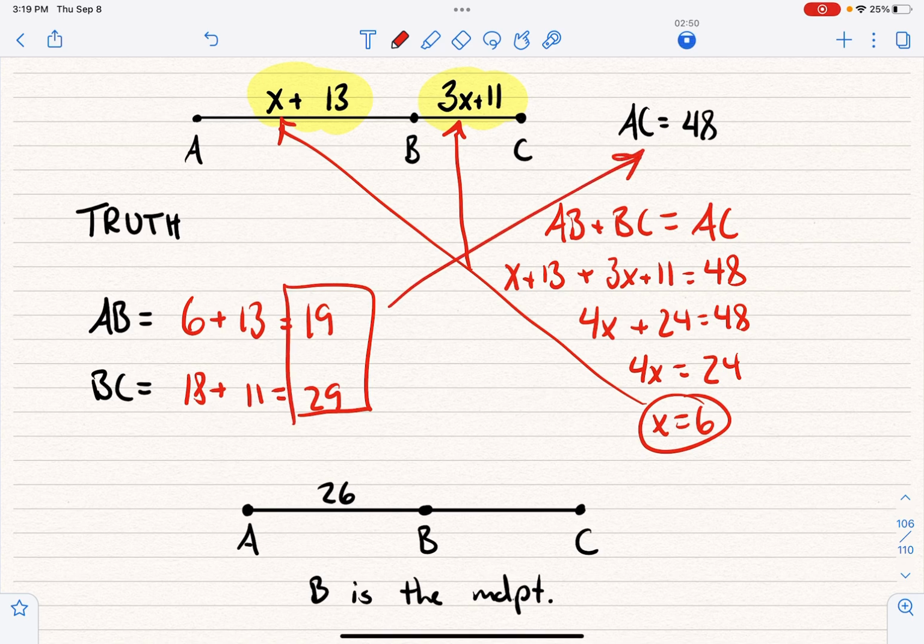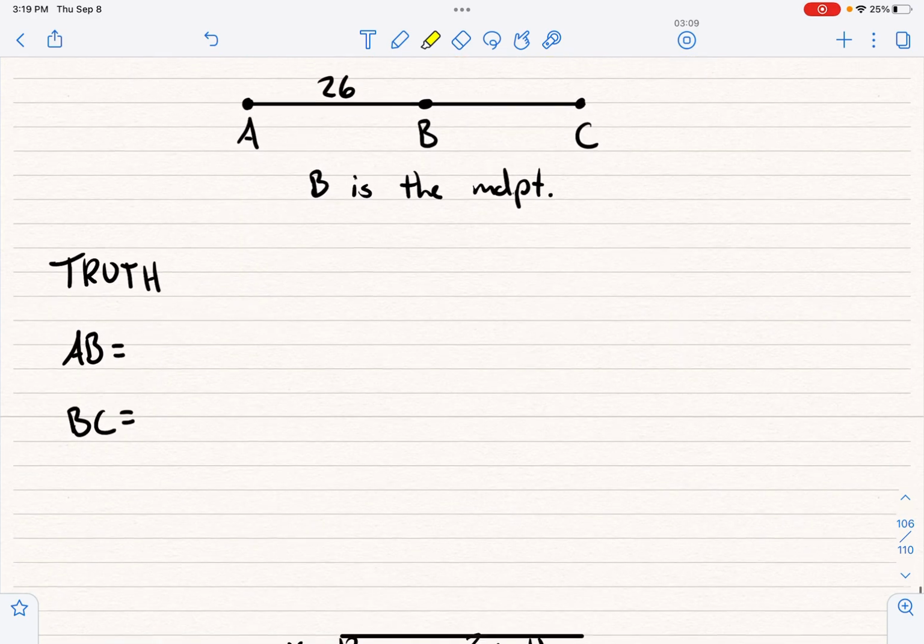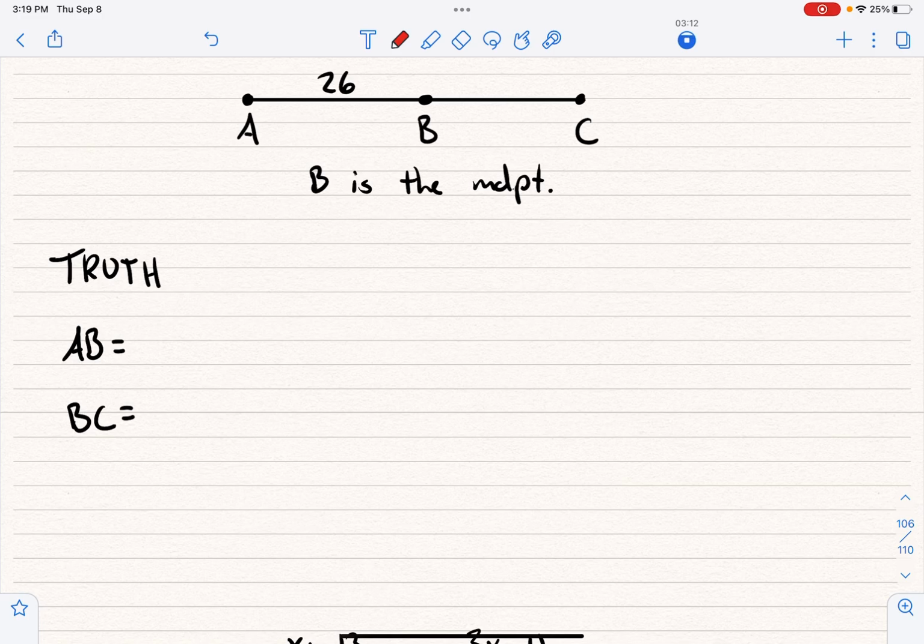Now, the whole problem doesn't make a ton of sense because obviously it wouldn't make sense that the shorter part is 19 and the longer part is 29, but that's where the picture does not have to match the numbers. What has to matter is that the truth is still true, that the length of AB, which is this one, plus the length of BC, which is this one, adds up to be the length of AC, which is this one.